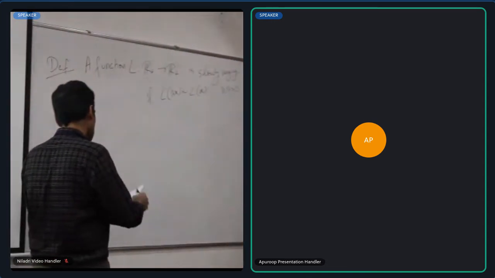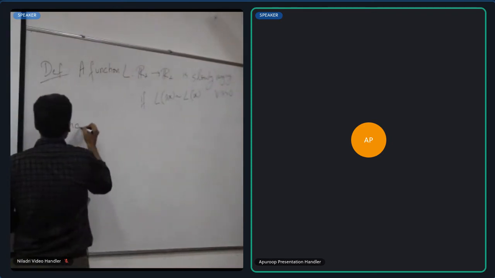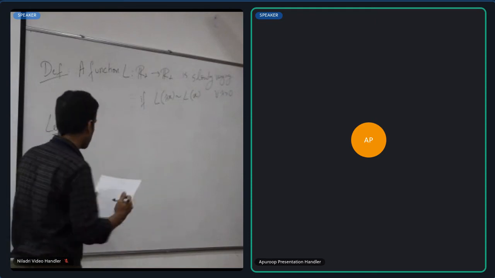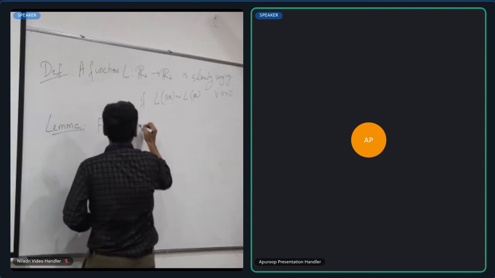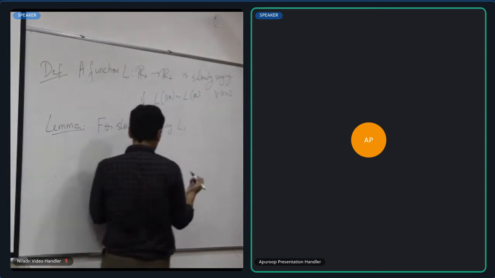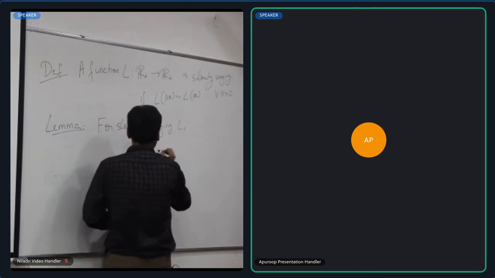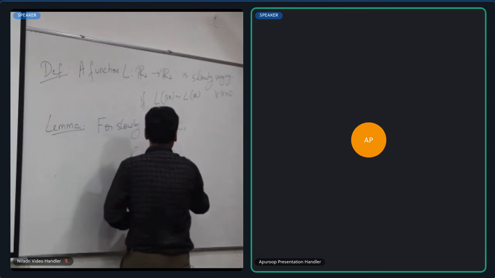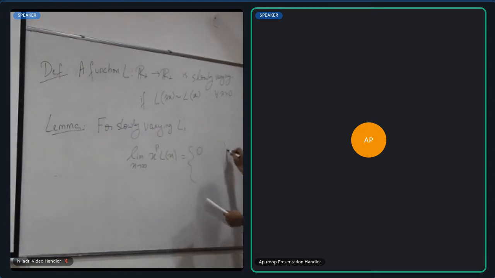Okay. So here is a lemma that describes how these slowly varying functions work. For slowly varying L, the following is true. Limit x tends to infinity, x raised to rho times L of x is going to be 0 for rho less than 0, infinity for rho greater than 0.